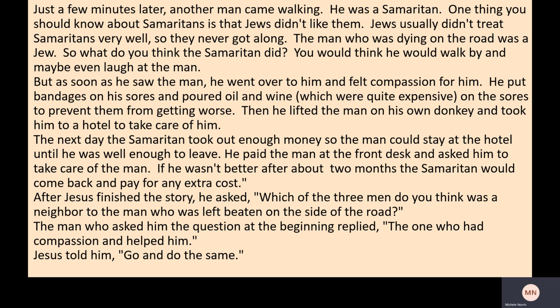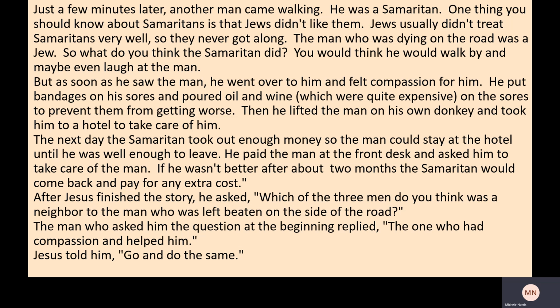Just a few minutes later, another man came walking. He was a Samaritan. One thing you should know about Samaritans is that Jews didn't like them. Jews usually didn't treat Samaritans very well, so they never got along. So if you remember what I said to you before, Samaritans were people during biblical times that lived in a place called Samaria. So think of them as like opposing gangs.